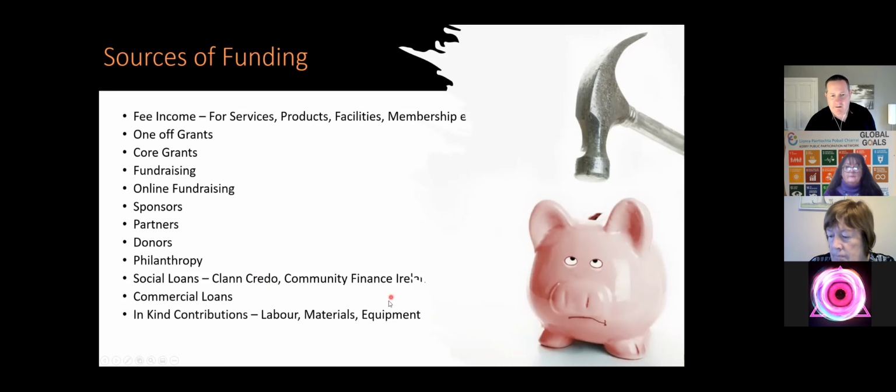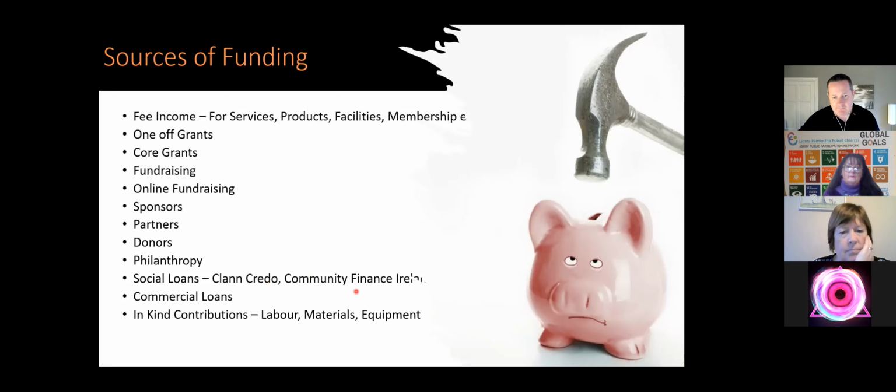You've got Community Finance Ireland as well in terms of providing social loans. They pretty much do the same thing. They're social banks. The benefit of going to a social bank as opposed to a commercial bank is they won't look for directors' guarantees. So your voluntary directors won't be signing their name to guarantee any loans that the organisation has, nor should they ever do, but commercial banks will look for that.